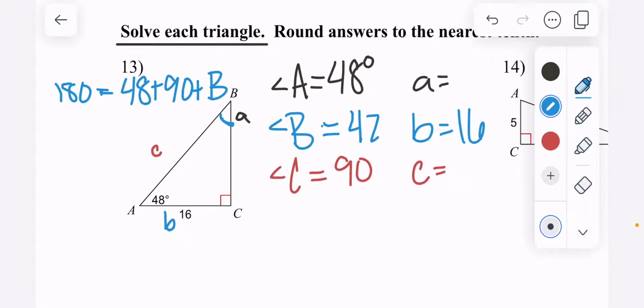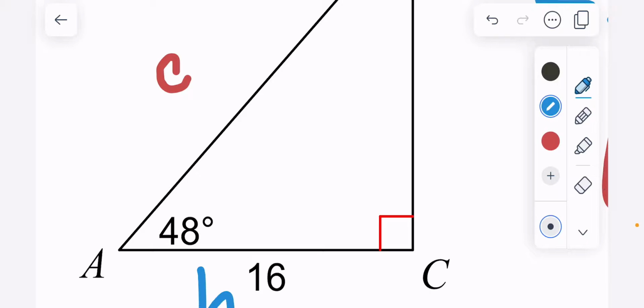The next bit is a little trickier. If I want to figure out what side a is, I'm going to have to use SOHCAHTOA to do this. So in order to use SOHCAHTOA, we have to figure out what these sides are in reference to my angle. So we can see this angle here is 48 degrees. That's the angle I know. And we cannot use 90 degrees as our reference angle for SOHCAHTOA. It just doesn't work like that.